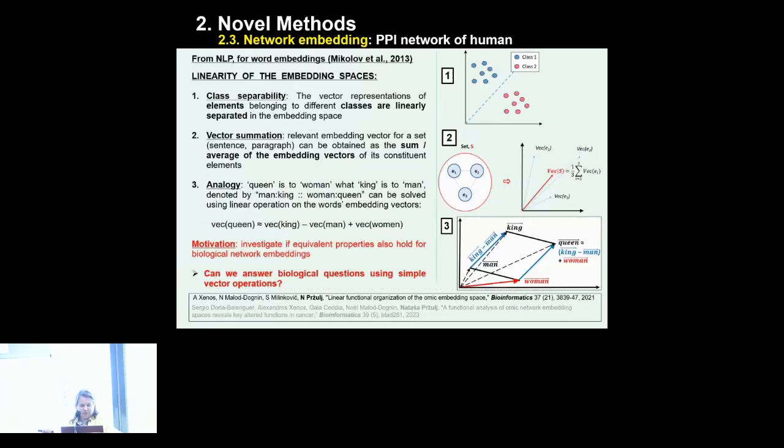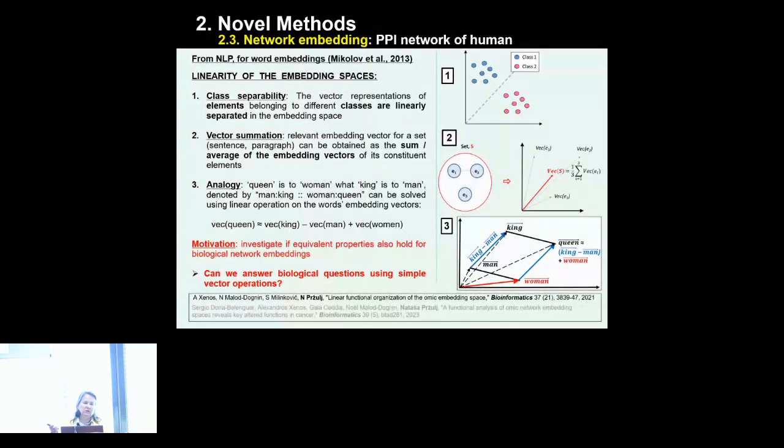But 10 years ago, in NLP, the following three things were observed. Class separability, in the sense that vector representations of elements belonging to different classes are linearly separated in the embedding space. Then the following two are very interesting, which is vector summation. If you embed words, you get their vectors, you sum them up, you average them, and then you can represent a sentence or paragraph in the space. That is very interesting. But even more interesting is the word analogy.